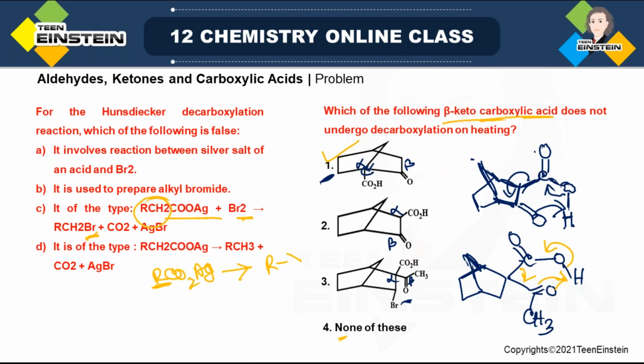But the last one is saying RCO2Ag, the same silver salt you have taken again, but now the final product is written as RCH3. But the final product is not an alkane. The final product is an alkyl halide. So that is why this is false for Hunsdiecker decarboxylation, and this is the correct option. Fine.